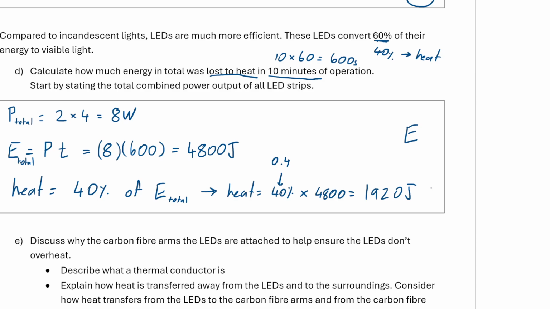And that is an excellence question. You would get achieved if you found the correct power. You would get merit if you got the power and energy, and maybe used the 60% instead of 40%. But if you got the correct final answer, you would get excellence.